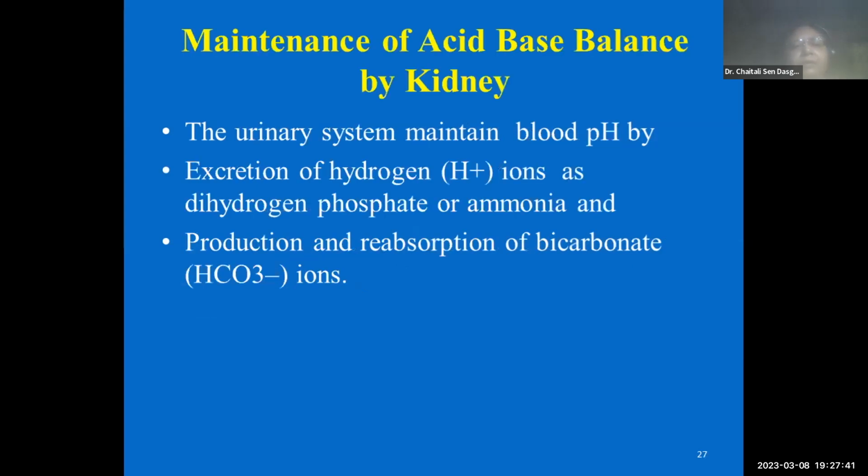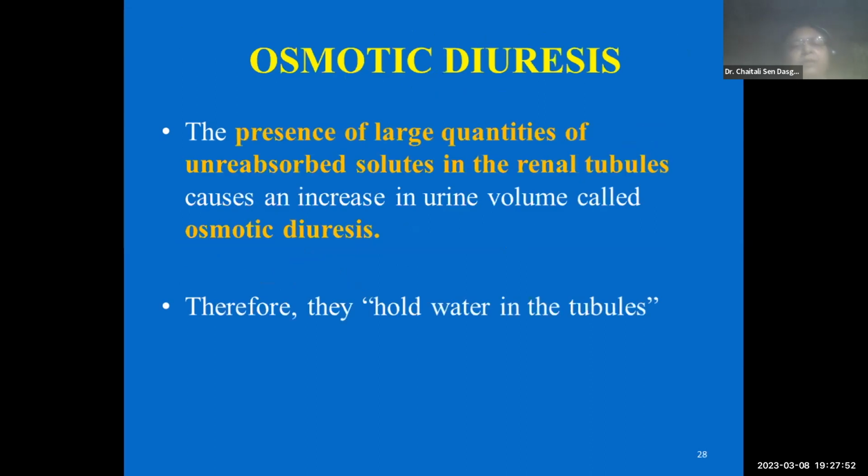The urinary system maintains blood pH by excretion of hydrogen ions as dihydrogen phosphate or ammonia, and production and absorption of bicarbonate ions. The presence of large quantities of unreabsorbed solutes in the renal tubules causes an increase in the urine volume called osmotic diuresis. Therefore, they hold water in the tubules.